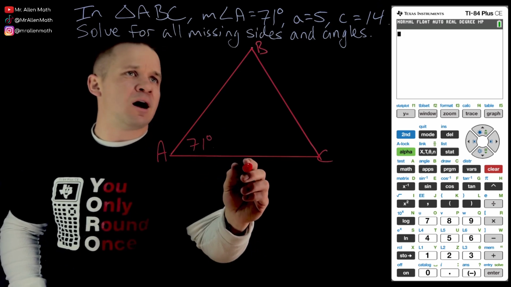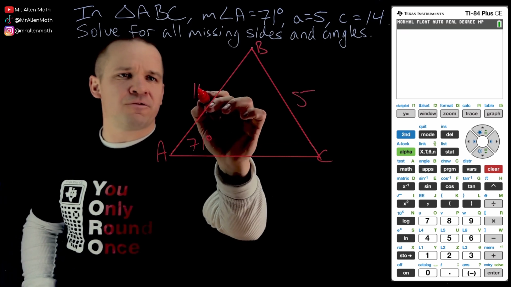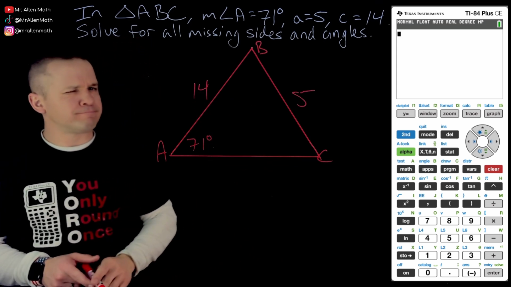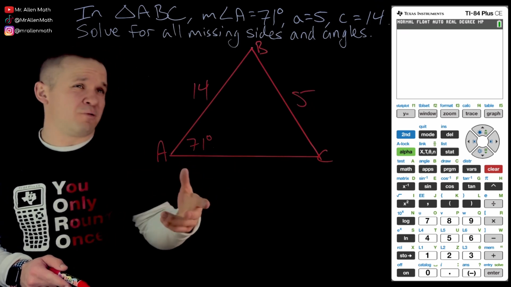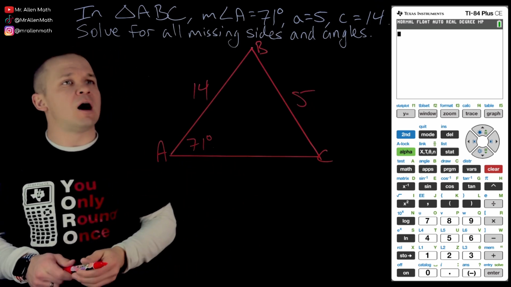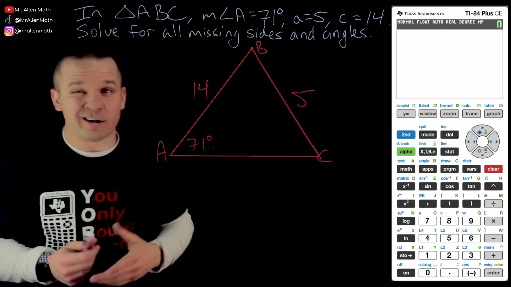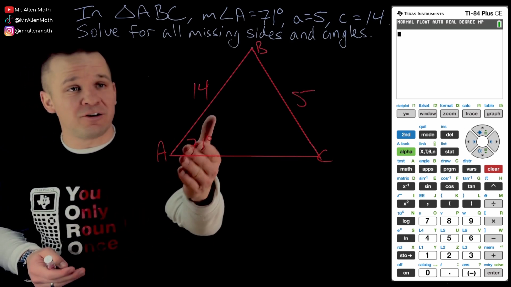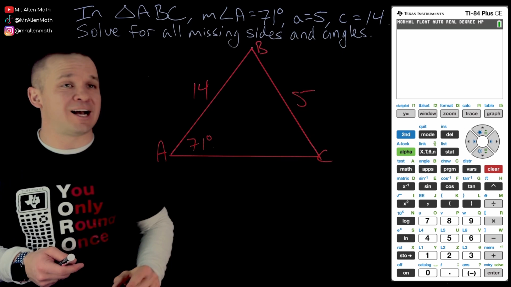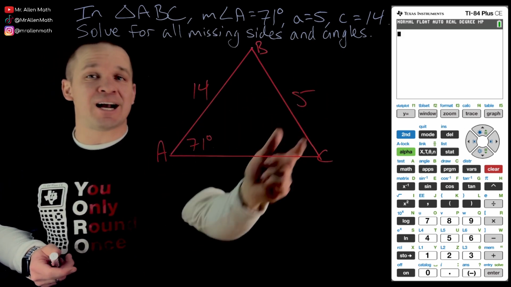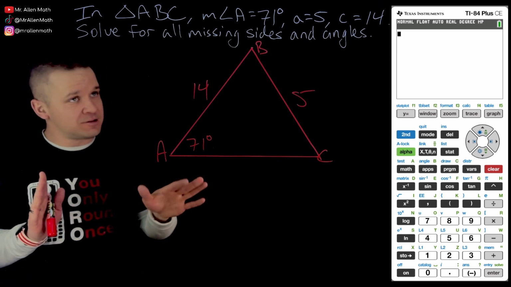71 degrees. Across from A is going to be the 5, and then across from C is going to be the 14. Now, you may be thinking, it seems a little too small. 71 degrees is probably one of the bigger of the three angles. Is this going to really work out? That is a question you have to ask when dealing with an angle-side situation. The angle's not between those two sides, so it's an angle-side situation, which means we could have 0, 1, or 2 triangles here, guys.